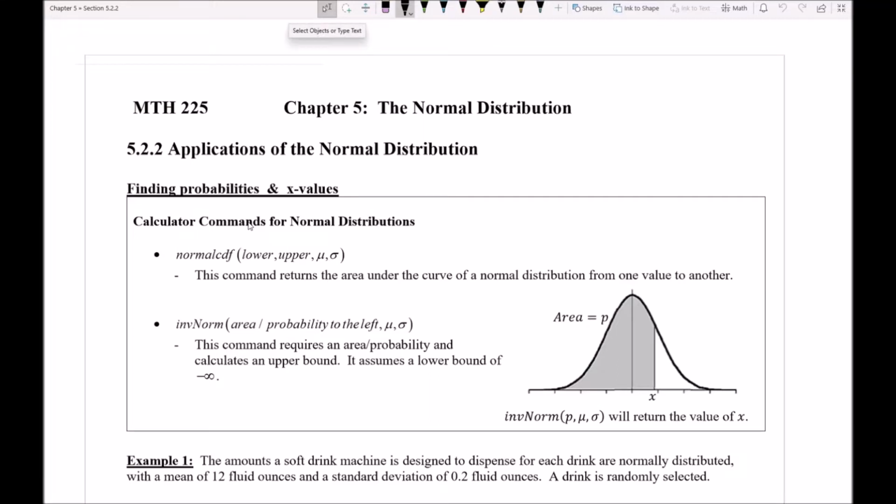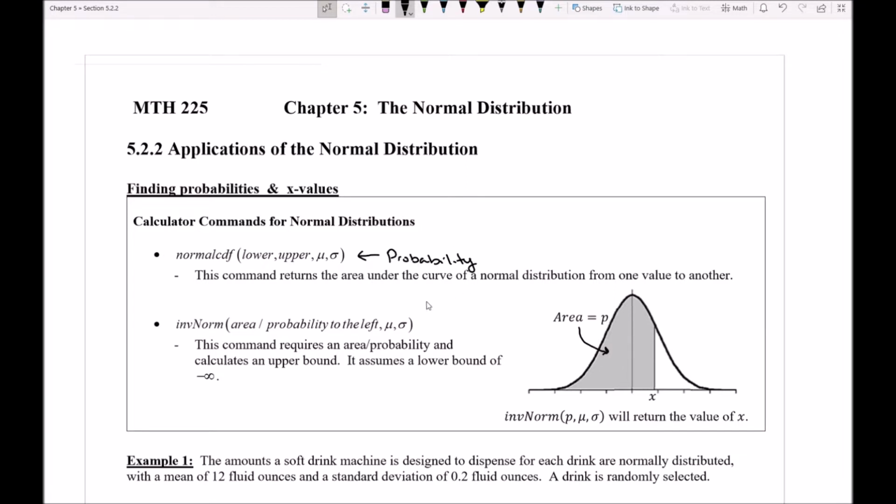In 5.2.2, we're going to continue to talk about the normal distribution, but we're going to begin to add a little bit more in terms of calculator commands. In the last section, we talked about this command right here, the Normalcdf. And remember that command was specifically to help us find an area under a curve, or specifically then a probability. Could be represented by a value of p.